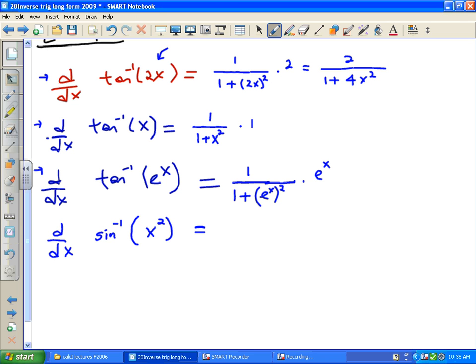And I can simplify. What is the power of a power? How do you simplify this? Power of a power, you multiply the powers, right? So this will be e to the x over 1 plus e to the 2x. Because power of a power, you multiply them.